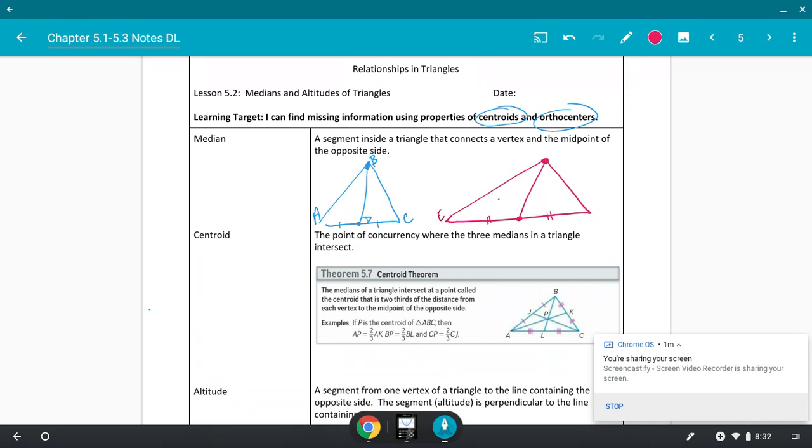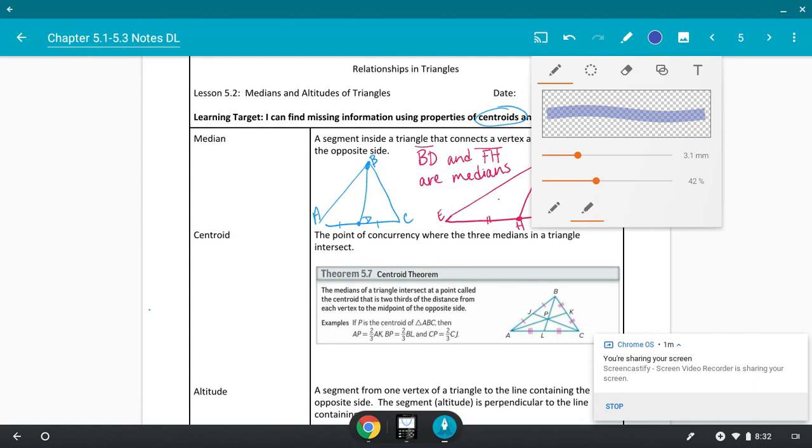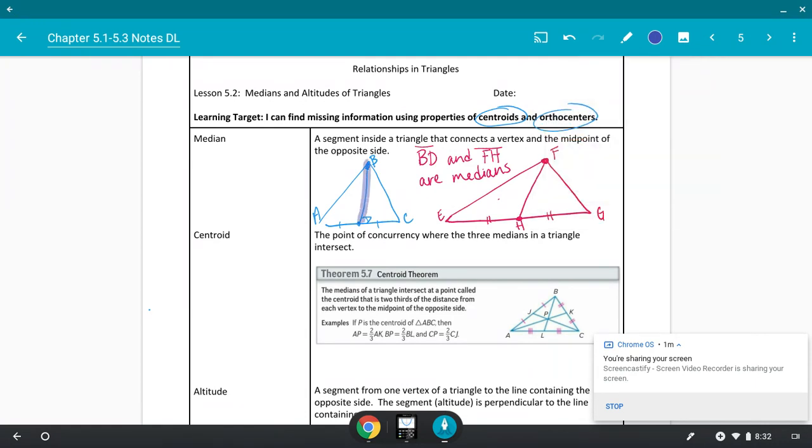So if we name this EFG, and that's H, then BD and FH are medians. So again, it's from basically the corner to the middle of the other side. The corner to the middle of the other side.